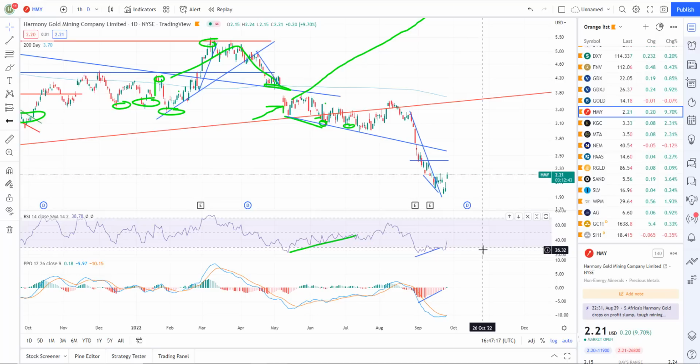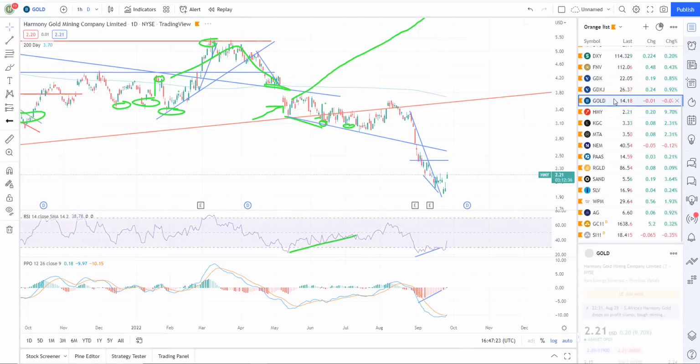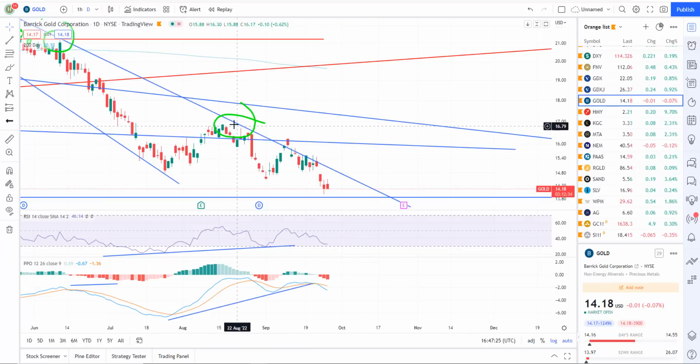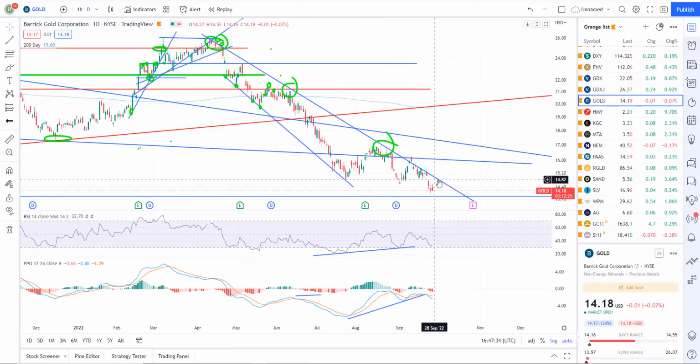I'm not buying the miners yet. Again, I've talked about how I got out of my miners. I had Barrick Gold and stuff. I used this rally right in here to get out of those, and I'll get back in though when I start to see signs that they're ready to run. Because again, there's no guarantees.